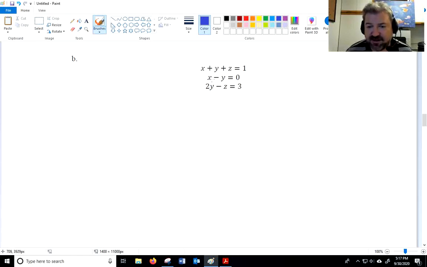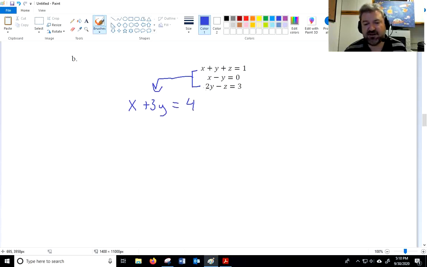Unfortunately, these bottom equations have x, y and y, z, so that's not going to cut it. I am going to use this equation and this equation, and I'm going to add them together. When I add them together, I get x, there's no other x, plus 3y, and the z's cancel out, and 1 plus 3 is 4. So I need to make sure that I have another equation that has only x and y. Well, I actually already have that right here, so I'm ready to use that.